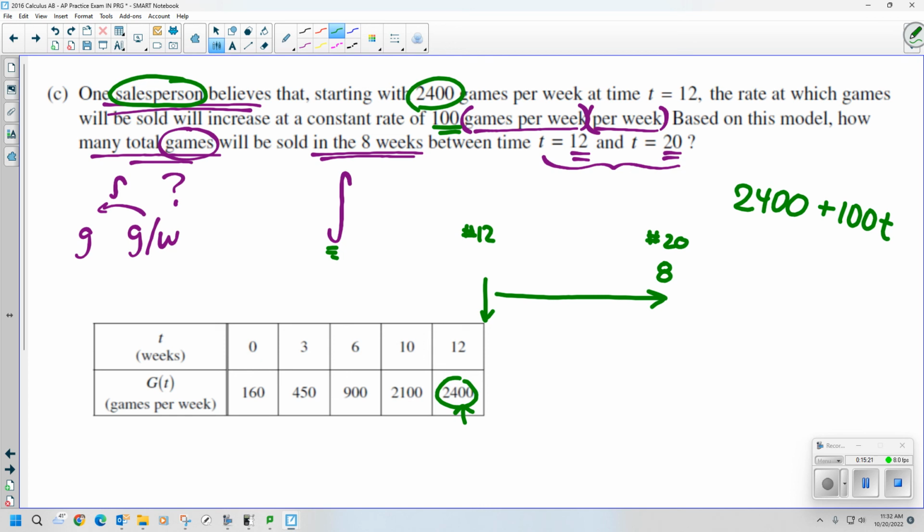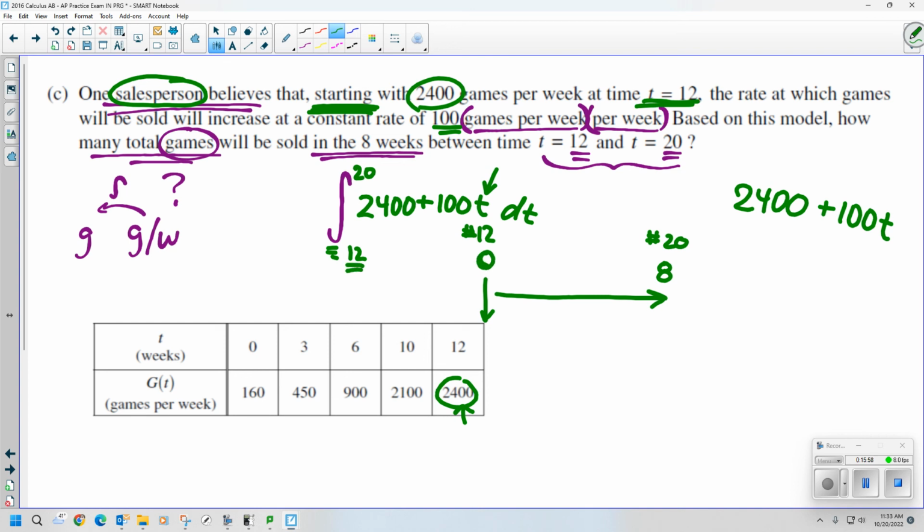And this is where I said you got to be careful. If I put 2,400 plus 100t, dt, I cannot put 12 and 20 here. Why not? Because time, starting at time 12, if I start at time 12, that's my 0 where I begin.